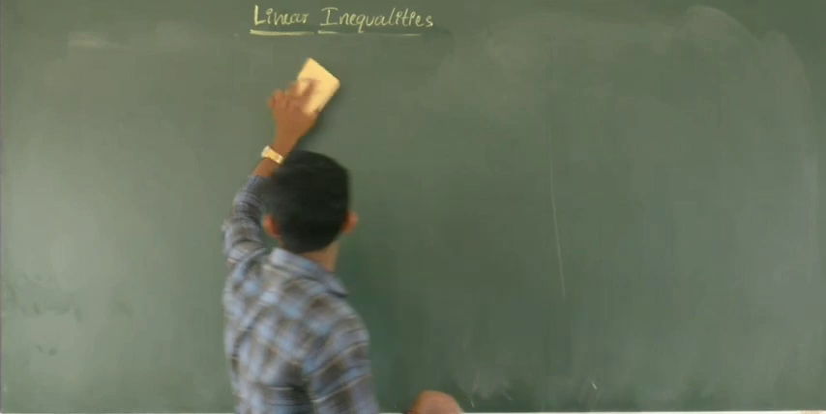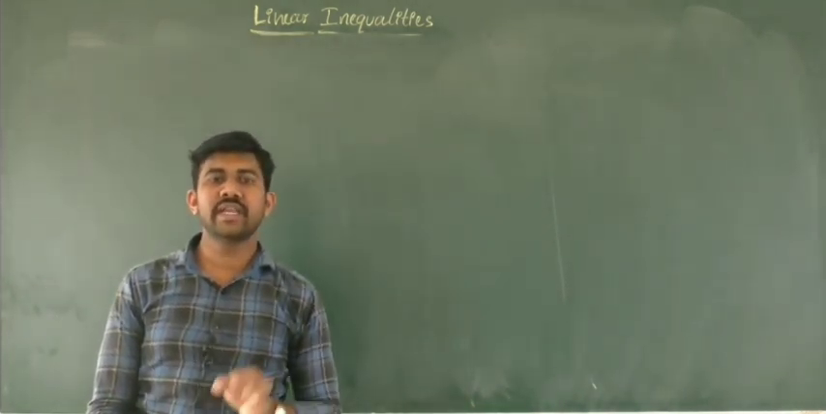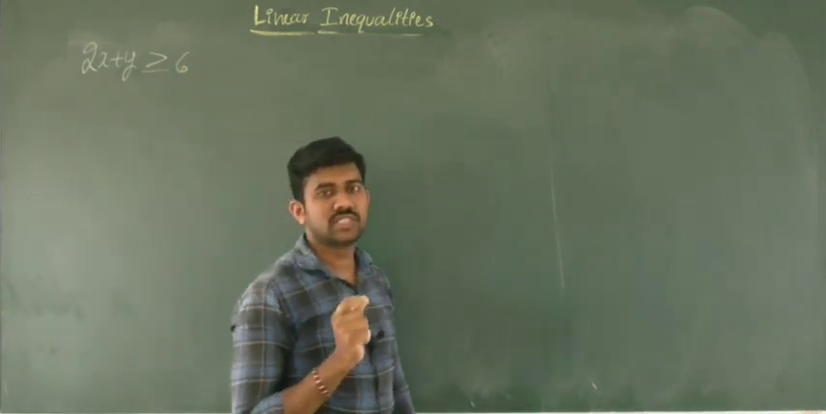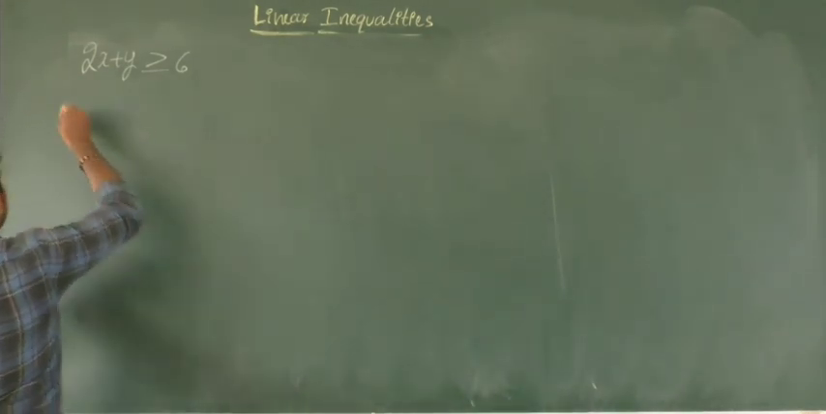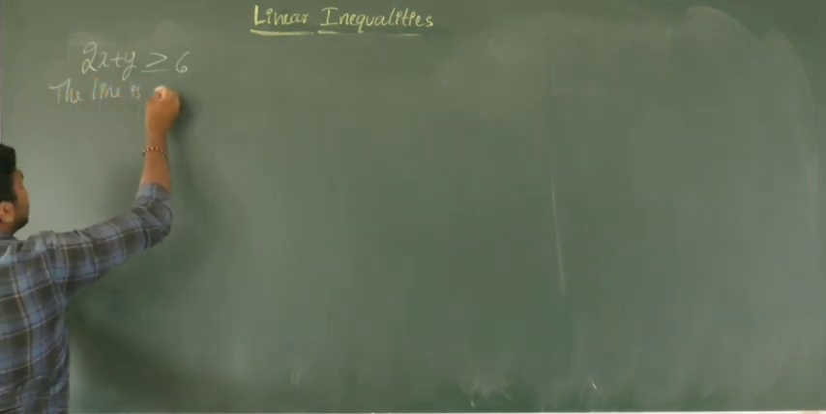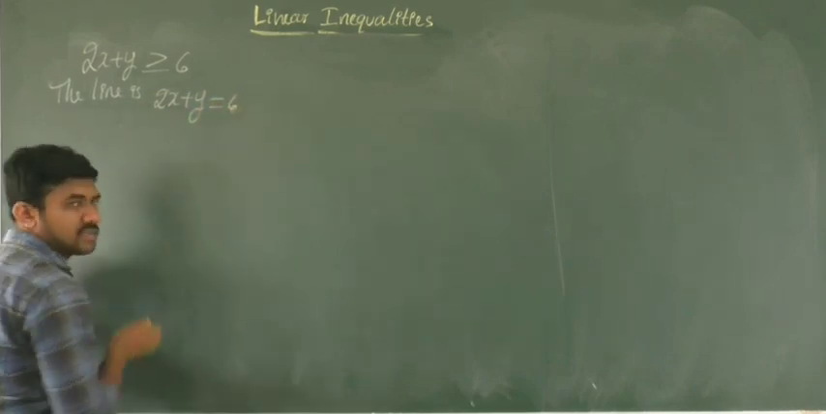Okay, the given 2x plus y greater than or equal to 6. Find the solution region graphically. So how to find the solution region? First we draw the line. The line is 2x plus y is equal to 6.